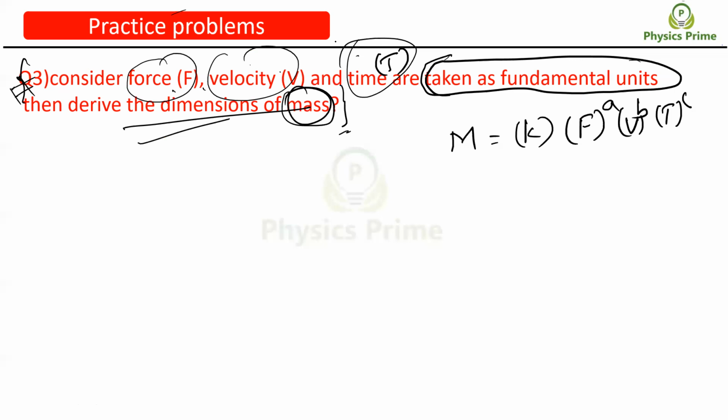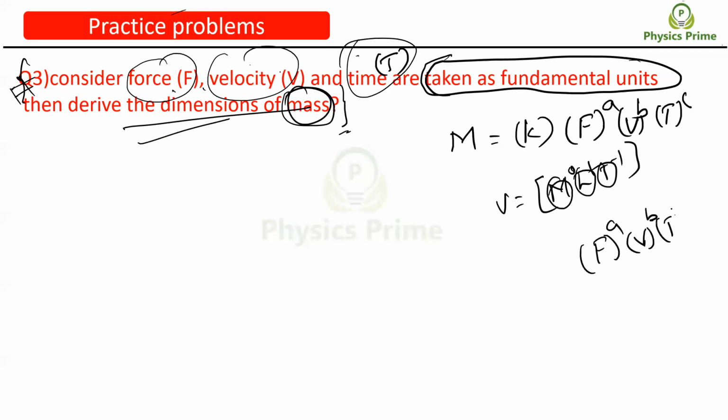Generally you write velocity is equal to M power 0, L power 1, T power minus 1, because mass, length, and time are fundamental. But here force, velocity, and time are fundamental, but not mass. Mass is derived from all this. You have to simplify A, B, C, and you will get what mass is.